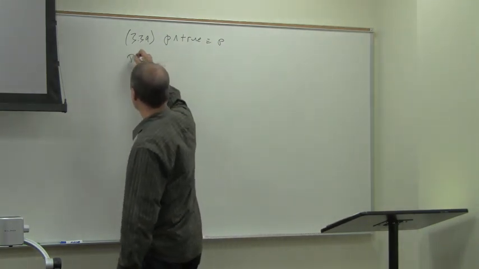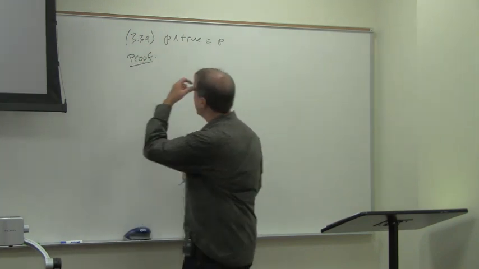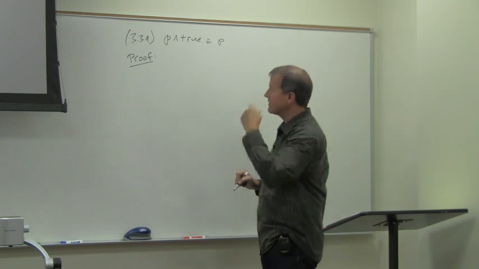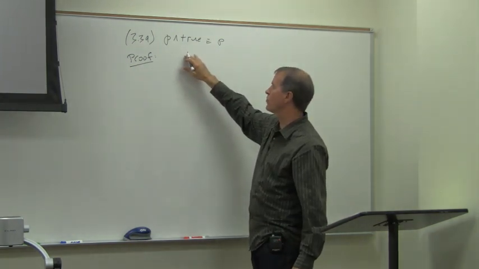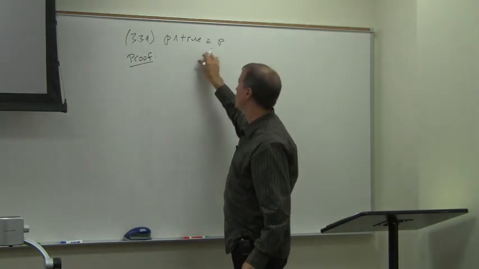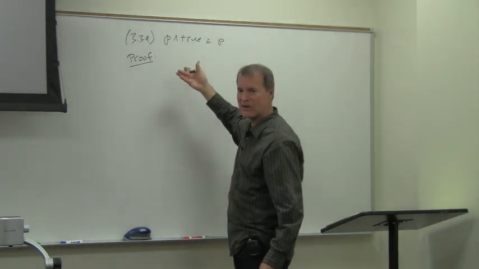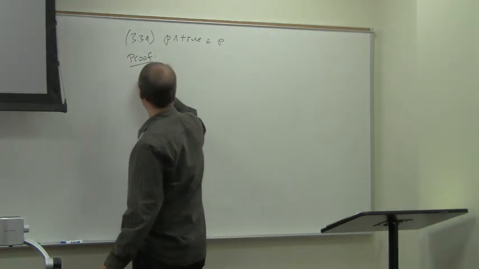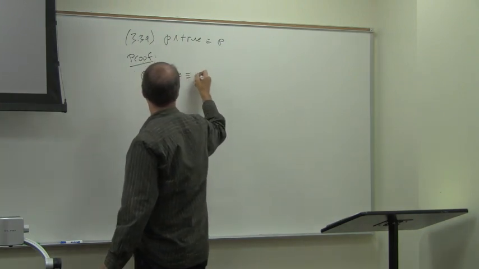So here's what I was thinking. That's because it would be hard to get something equal to P. I think you could do it the other way, but this way is a little bit easier because the golden rule has 4 parts to it, and we can use 2 of the parts here, and then the other 2 will fall out. So proof: P and true equals P.